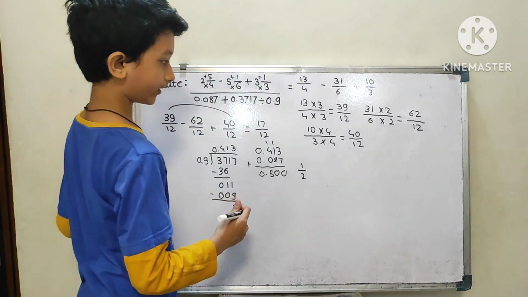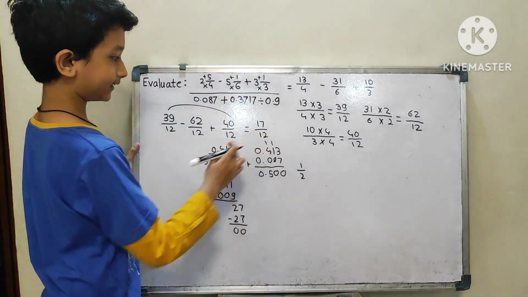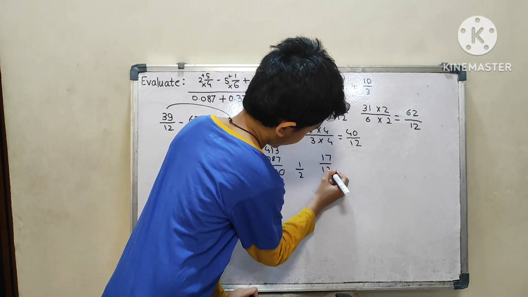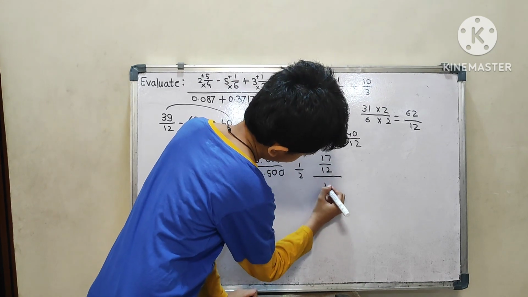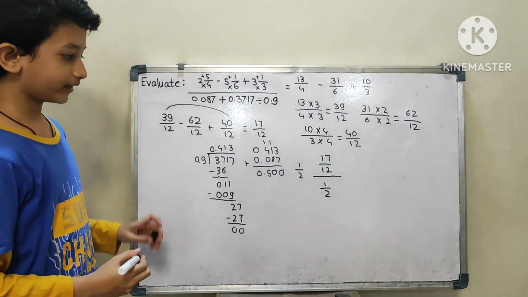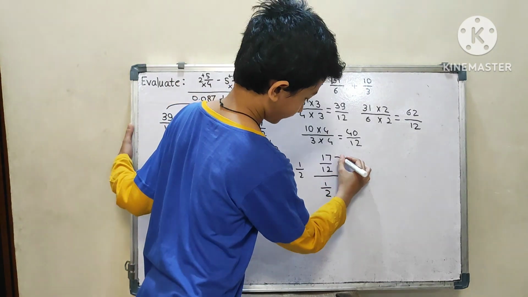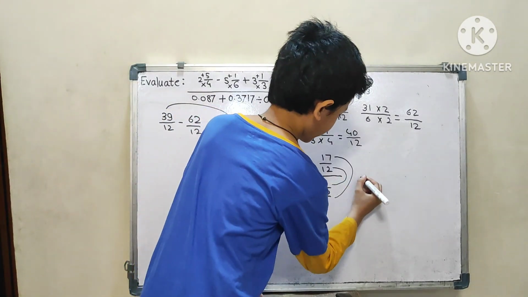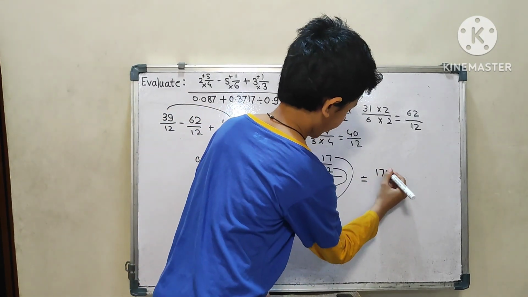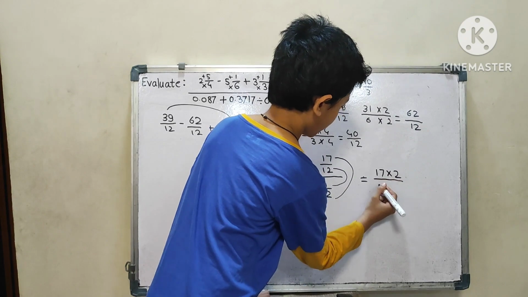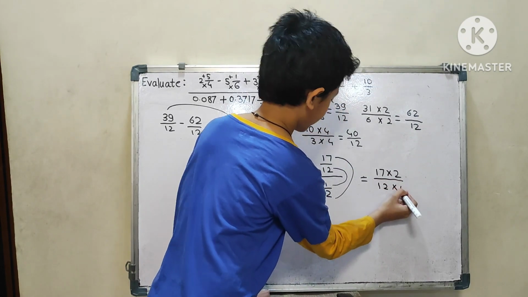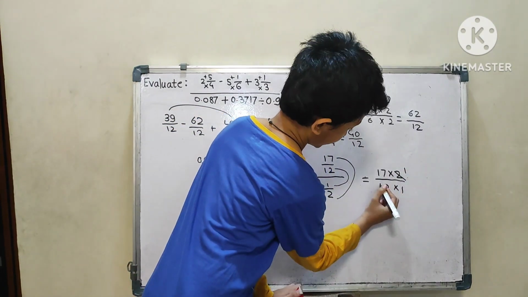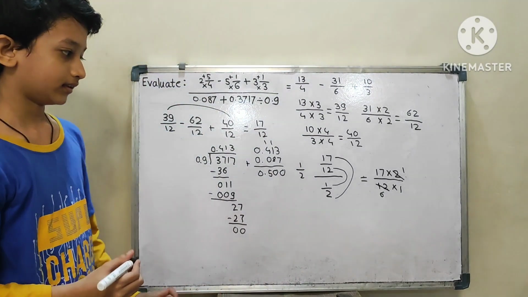And we have the answer here, which is 17 by 12. So we will do here 17 by 12 by 1 by 2. So now what we are going to do is, here 17 into 2 and 12 into 1. So here we will write this 17 into 2 by 12 into 1. So we can cut this first. 2 1s are 2 and 2 6s are 12.